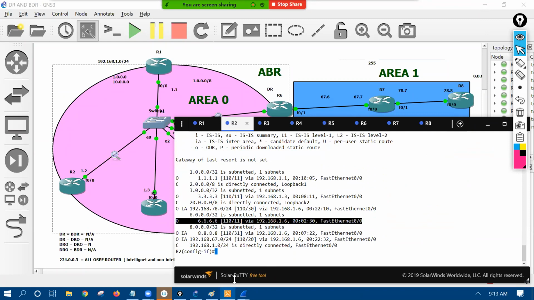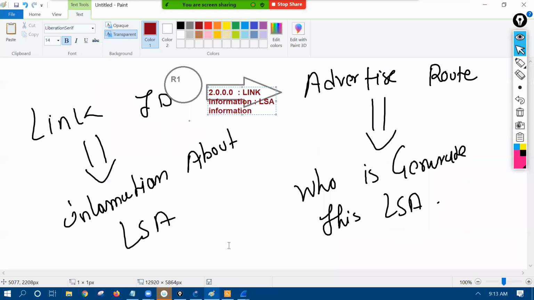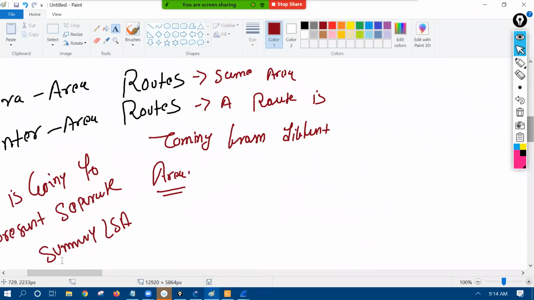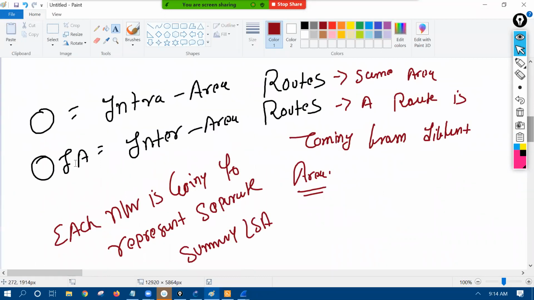Now, another thing. We have two types of route in OSPF. Between the two, one is the O route, and one is the OIA route. What is the use of this route? Guys, this route is going to be used for path manipulation.